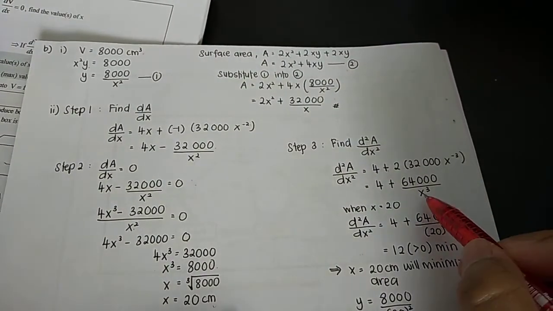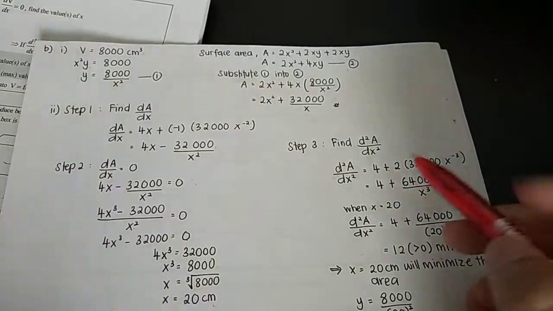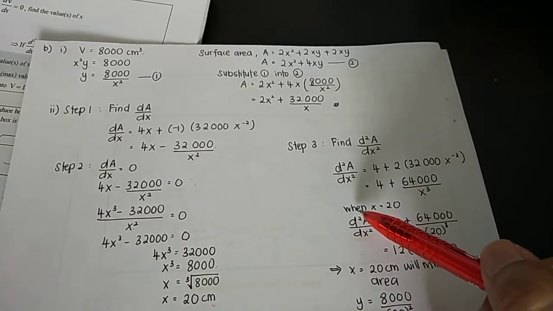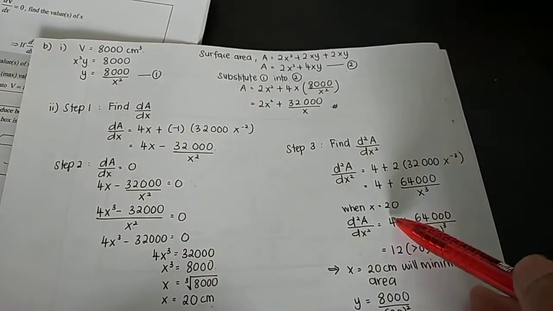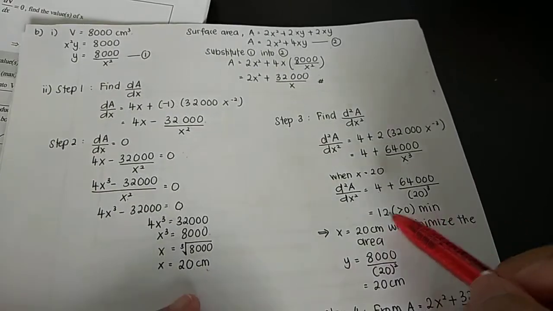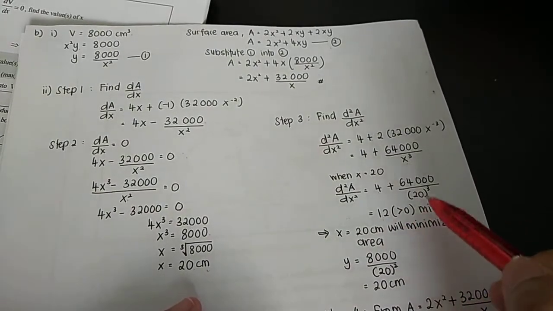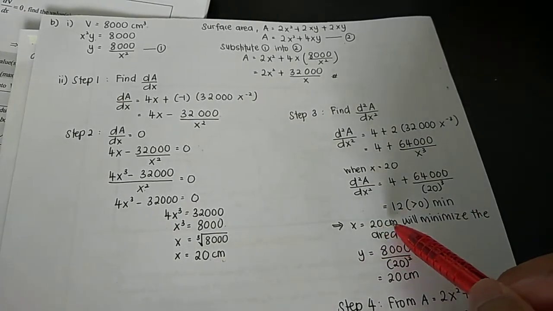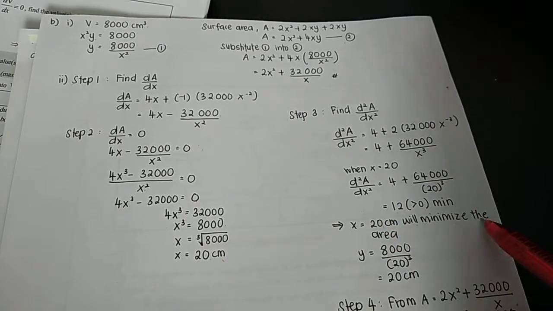Okay, kat sini dia ada x, so awak tak dapat value untuk second derivative. Apa yang awak nak buat adalah substitute value x yang awak dapat tadi. Okay, so 4 plus 64,000 over 20 cube. So awak akan dapat 12, which is more than 0. So betul lah soalan minta minimize kan. So x equal to 20 cm will minimize the area.